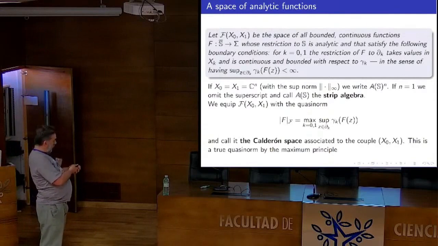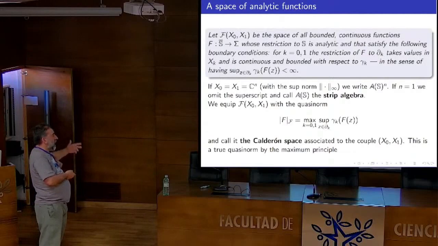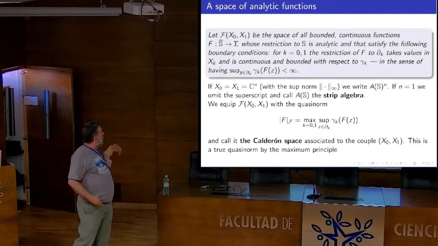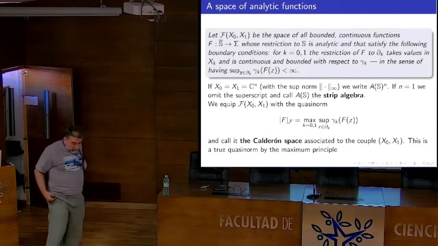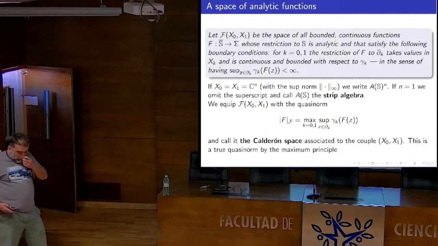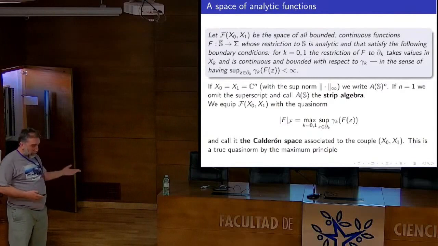And then we equip this space of analytic functions with the quasi-norm that is the maximum of the quasi-norm in each boundary, and we call it the Calderon space associated to the couple. And well, this is really a quasi-norm. And this is the setting in which complex interpolation theory works. Let me present some one-dimensional example.